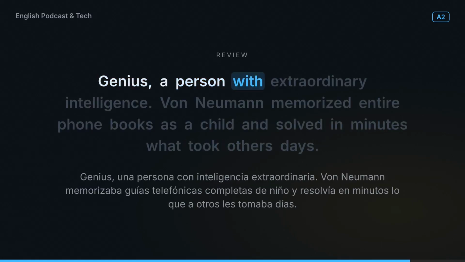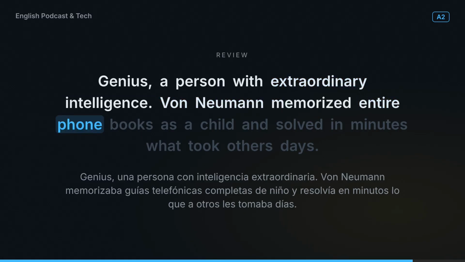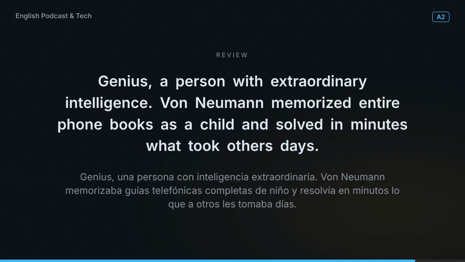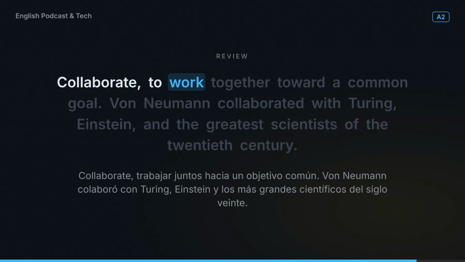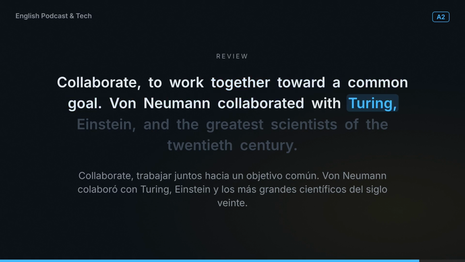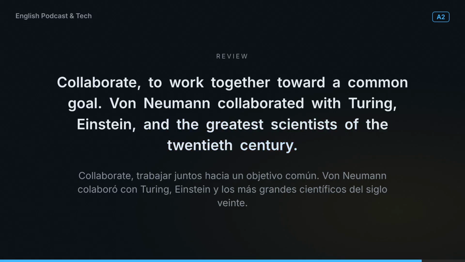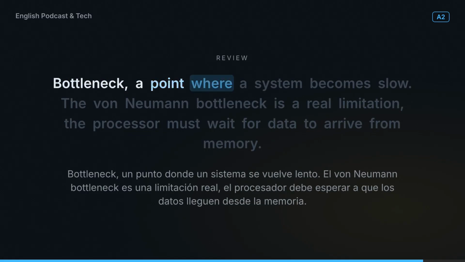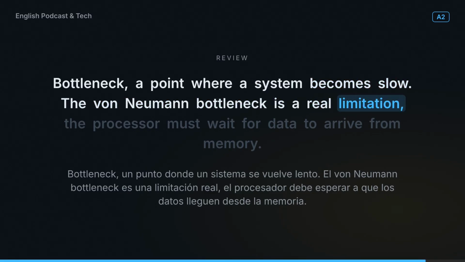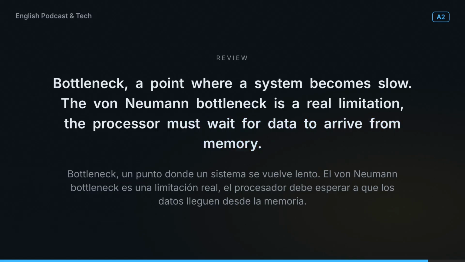Genius, a person with extraordinary intelligence. Von Neumann memorized entire phone books as a child and solved in minutes what took others days. Collaborate, to work together toward a common goal. Von Neumann collaborated with Turing, Einstein, and the greatest scientists of the 20th century. Bottleneck, a point where a system becomes slow. The von Neumann bottleneck is a real limitation. The processor must wait for data to arrive from memory.